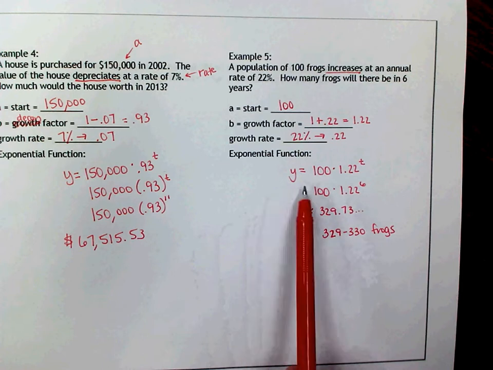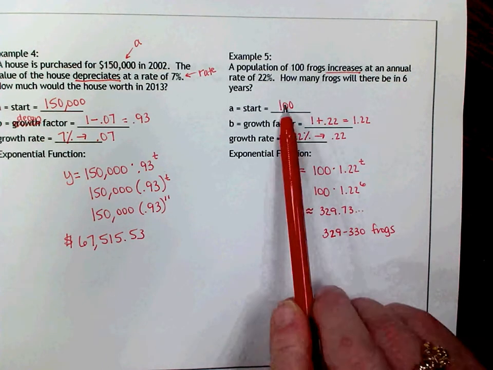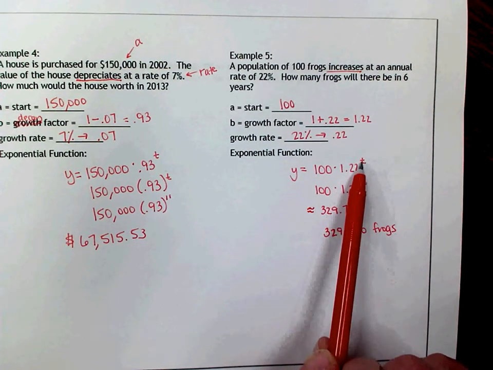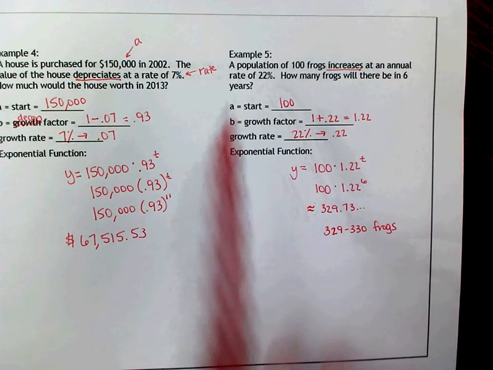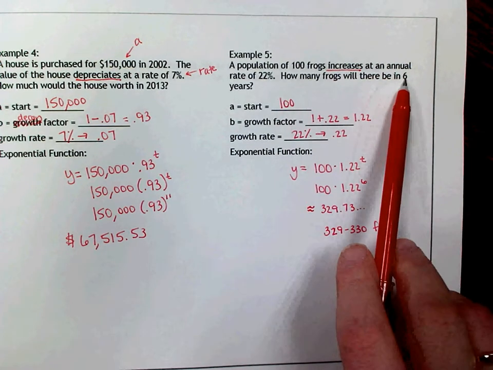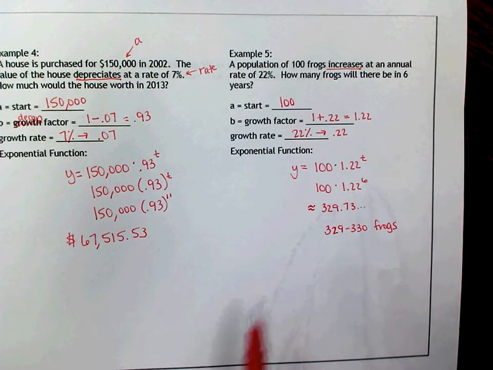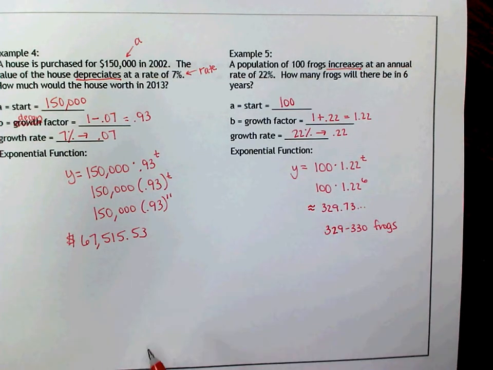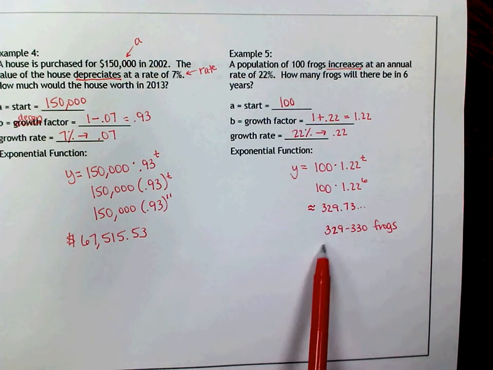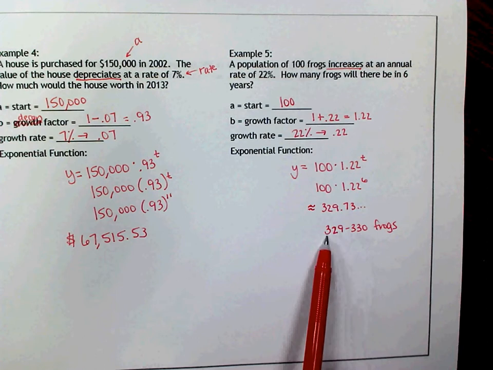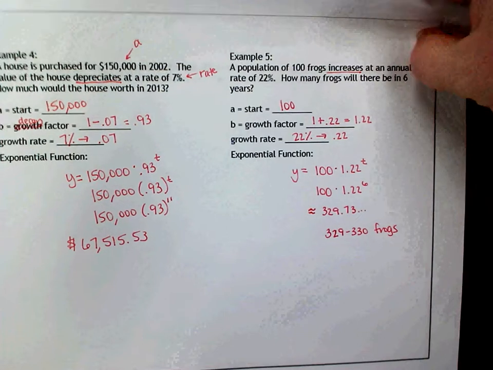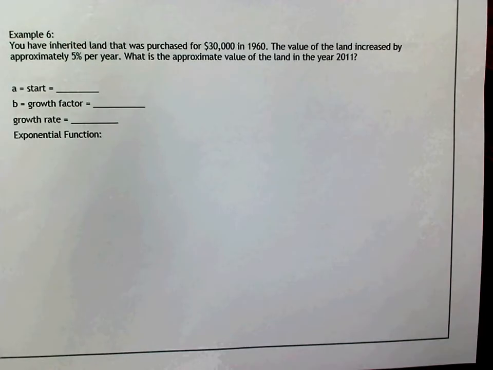So your exponential function is y equals 100, your initial, times the growth factor, 1.22, to the time, which in this case is years. So to find out how many frogs there are in 6 years, you replace t with 6. Put this into your calculator. You get a decimal, which doesn't make sense for number of frogs. So your number of frogs would be somewhere between 329 and 330, either 329 or 330 frogs, one or the other.